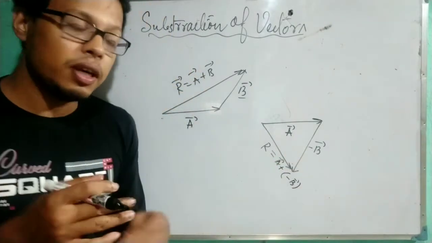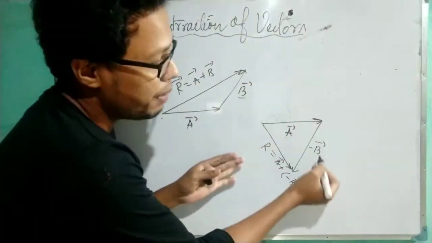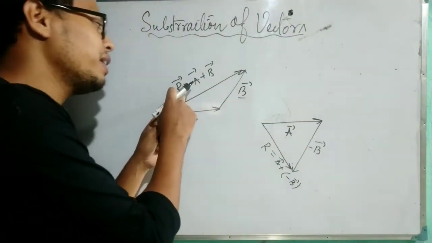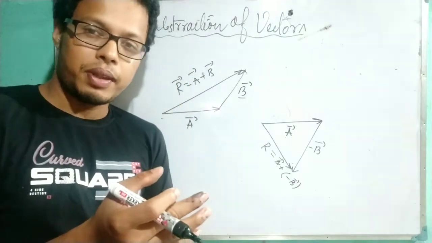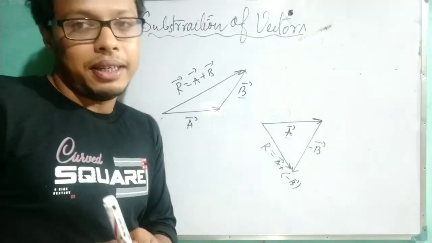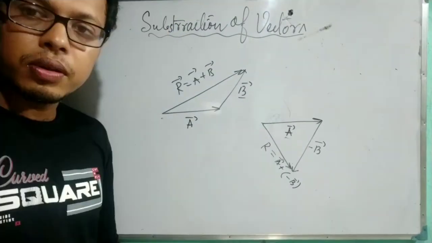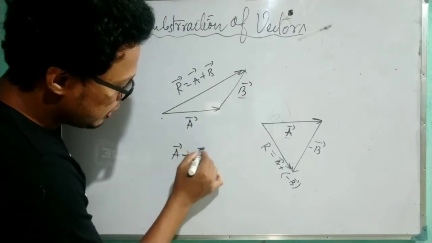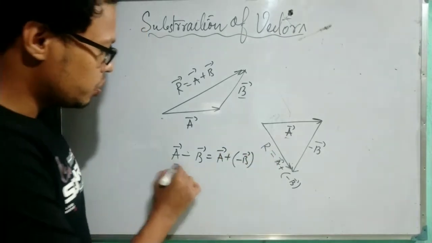Means subtraction is the addition of two vectors, A and minus B. Okay, if A and B are given, then addition will be R equals A plus B. But in case of subtraction, this is also addition, but that time we have to add one vector A and another vector minus B. Means subtraction is also the addition of A and minus B. So we can write A minus B equals A plus of minus B. Okay, this is also correct.